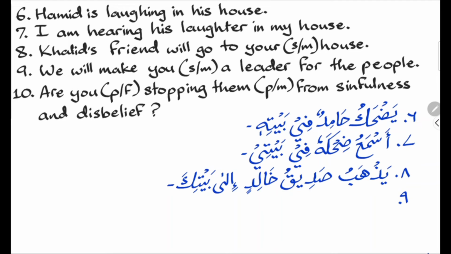Number 9. We will make you singular male a leader for the people. We will make, that comprises of the fi'l and the maf'ul both. Make in Arabic is sana'a, and you want to bring the al-fi'l al-mudari' from sana'a for jama' mutakallim, which is naf'alu, nasna'u. Nasna'u, you singular male. You singular male is ka. So instead of nasna'uka, let's make it naj'aluka.